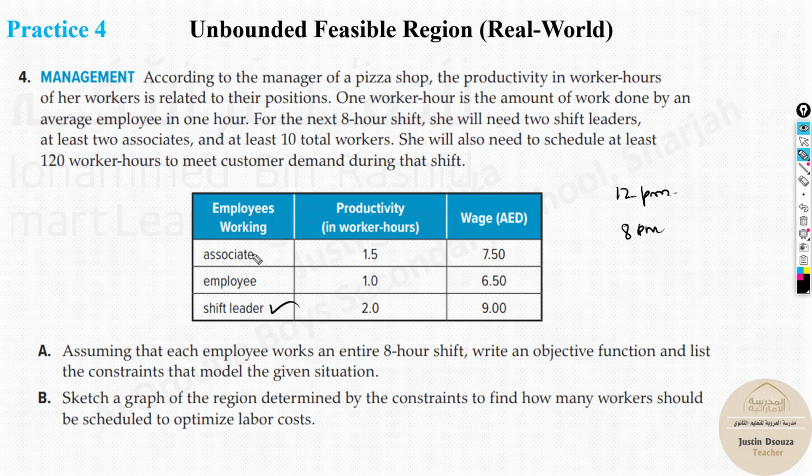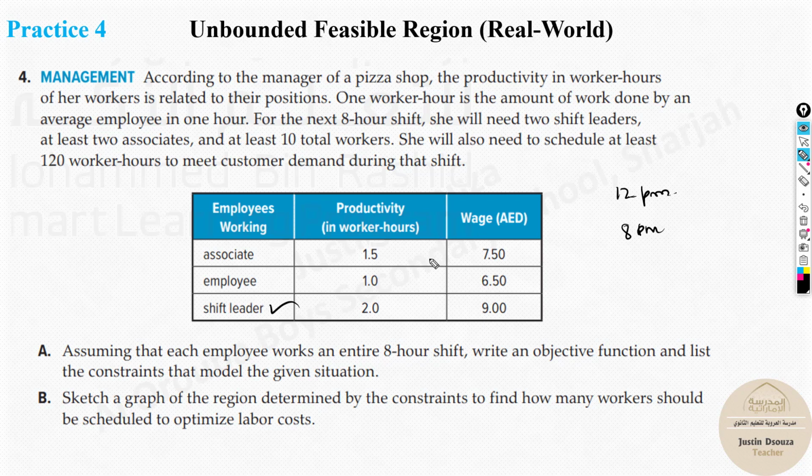Whereas if you hire skilled employees, for example an associate, whatever work an employee does in 1 hour, the associate can do more easily, because in 1 hour this associate can do 1.5 times the work of an employee. So it's more work being done, and the wage is also a little bit more expensive. Whereas the shift leader does twice the work of an employee in just 1 hour, depending on the positions, and here the wage is also more.